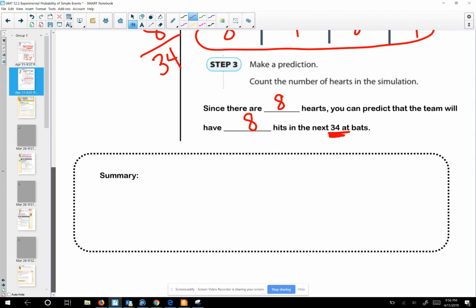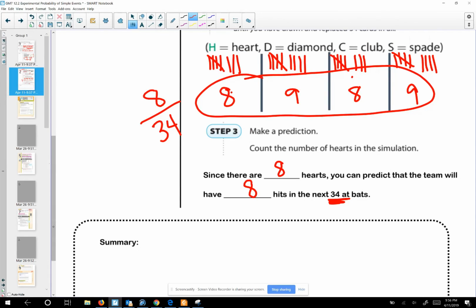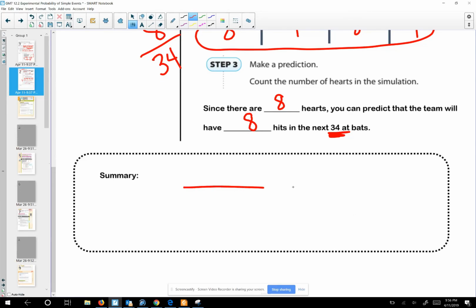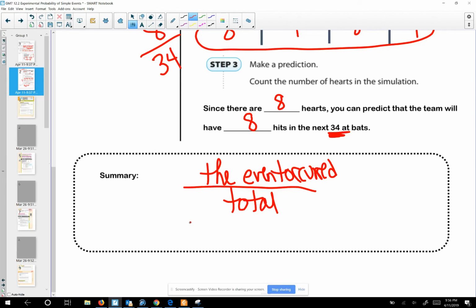So in general, when you are finding experimental probability, you just find the number of times the event occurred over the total. Simplify the fraction. Remember, it's always between 0 and 1, where 0 is impossible and 1 is a guarantee.